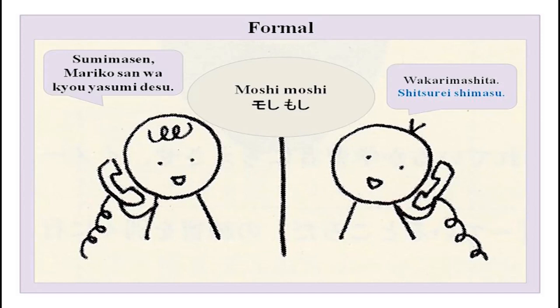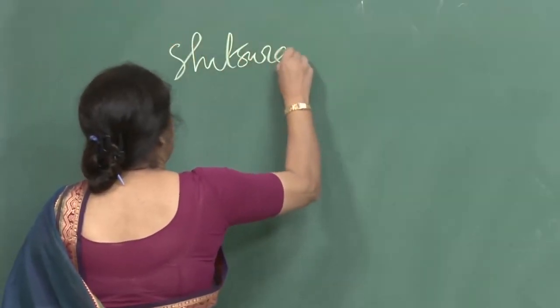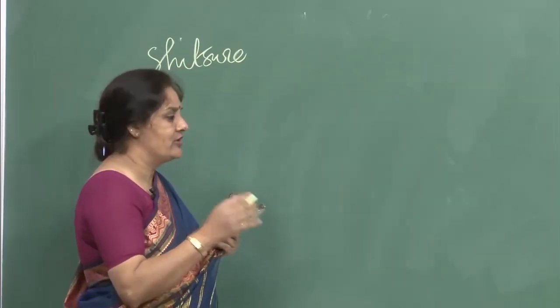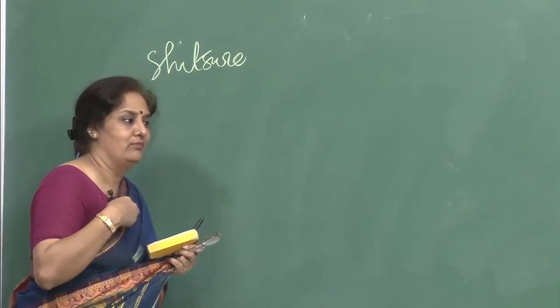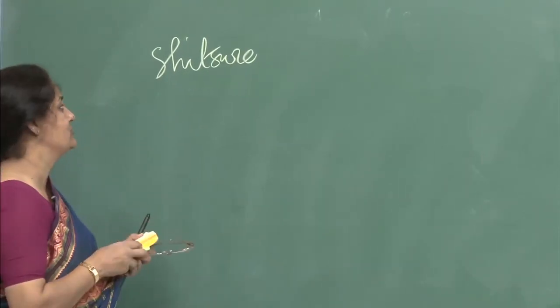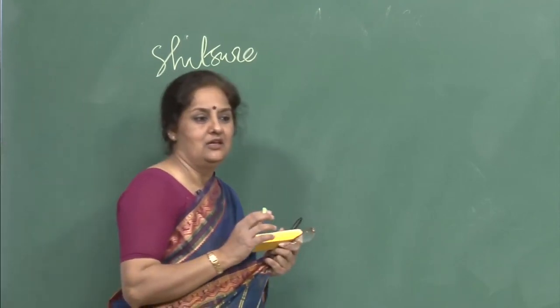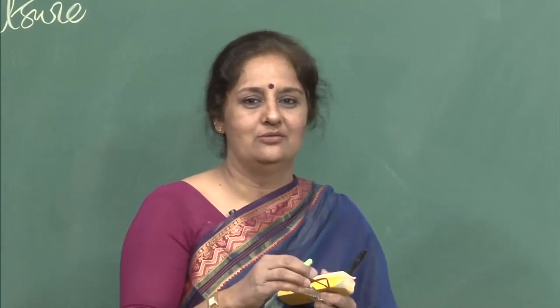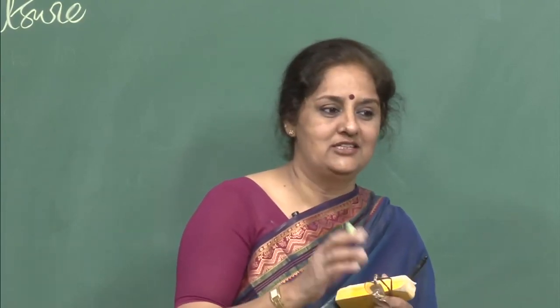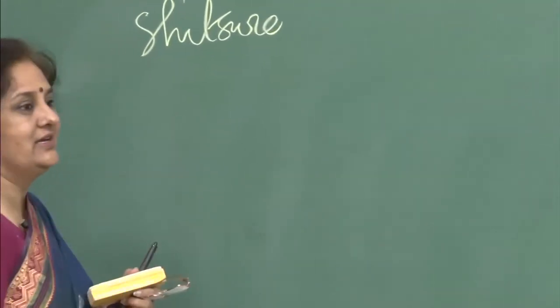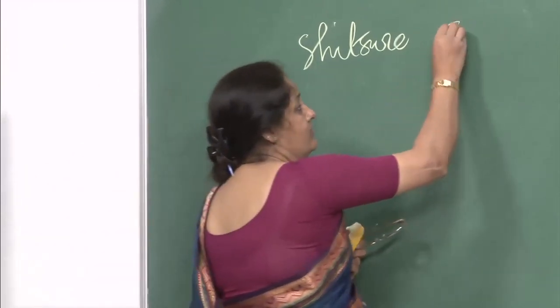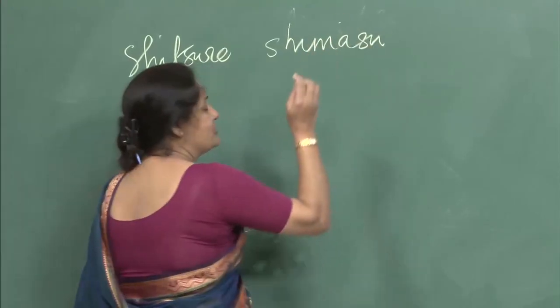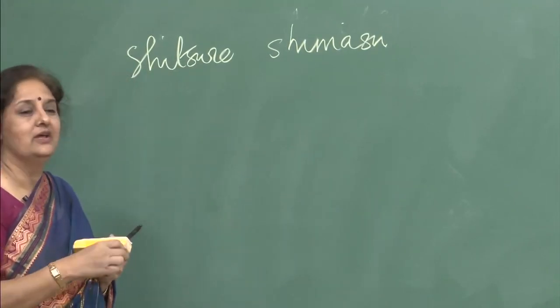So, well, shitsure shimasu has a lot of meanings. Just shitsure means I'm sorry, I'm leaving, I'm sorry, I'm late. Any of these meanings could be there. For example, in a meeting, if you come late and you want to enter, generally you just can't barge in and just sit down. You would say, I'm sorry, I am late, and make some kind of an action or gesture. Well, shitsure is one word which you can use with shimasu. Shitsure shimasu, I'm sorry for barging in like this, or I'm sorry for intruding.